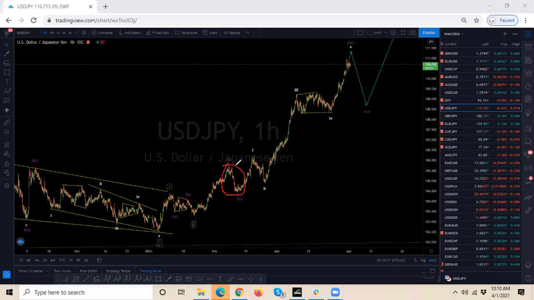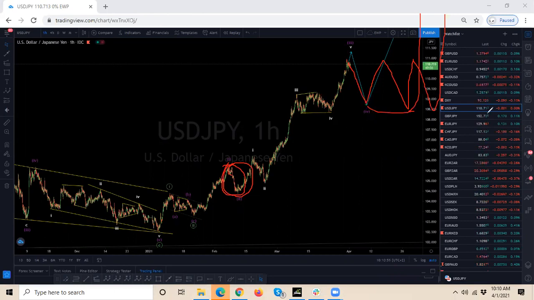So I'm expecting that wave 4 can take more than this in terms of time. It can take longer. It can even be a flat corrective structure like this, and then we get a move to the upside. So we just have to watch USD JPY unfold this before we can start to look for buying again for that wave 5 in the minute degree.